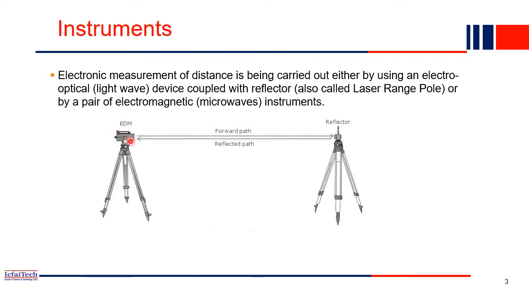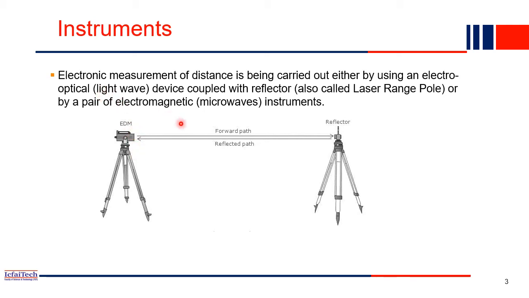From the EDM, we are sending signals, either optical or electromagnetic, depending on the instrument. This signal will be reflected by the mirror, and again received in the EDM. So EDM will count how much time it takes the wave to travel from this point to this point and be reflected back. It measures the time difference between the emission and the reflection, and based on that it will count the distance. That is the principle.